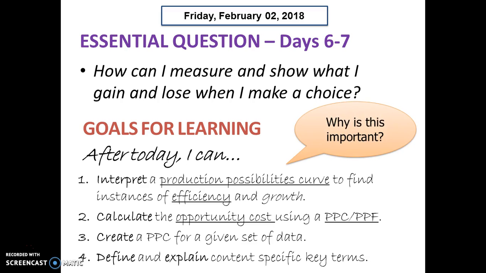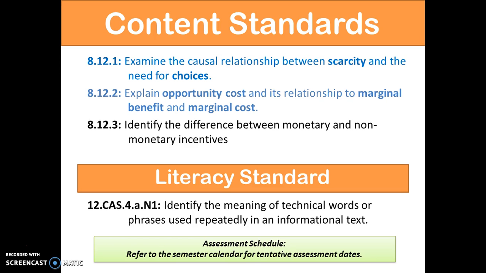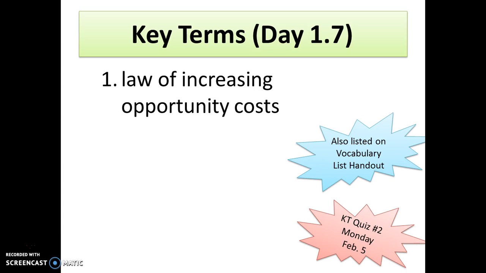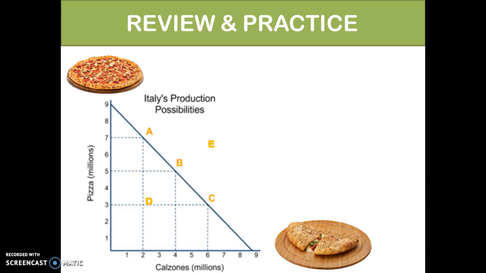We're continuing to work with the production possibilities curve today, and we are interpreting, calculating, and creating them. This ties into our first two standards. It's a review of scarcity, trade-offs, as well as marginal thinking and opportunity costs. One new key term, which won't be on your quiz on Monday, is the law of increasing opportunity costs. We see really good examples of that term today. If you take higher econ classes in college and so on, you will definitely be using this term quite a bit.